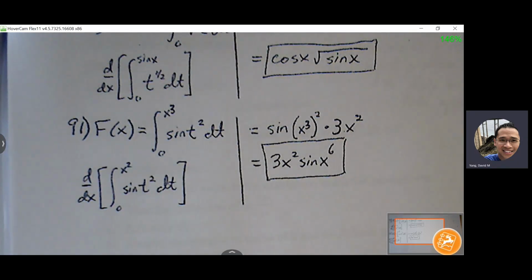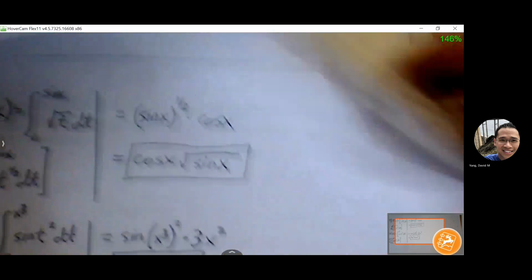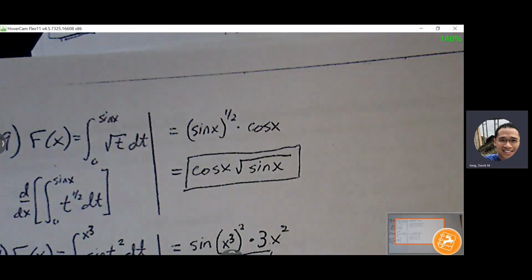Someone didn't do this one. Oh, that's right, also from the textbook. So these problems as well.